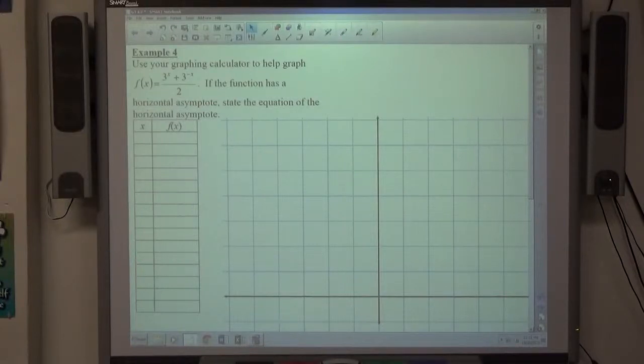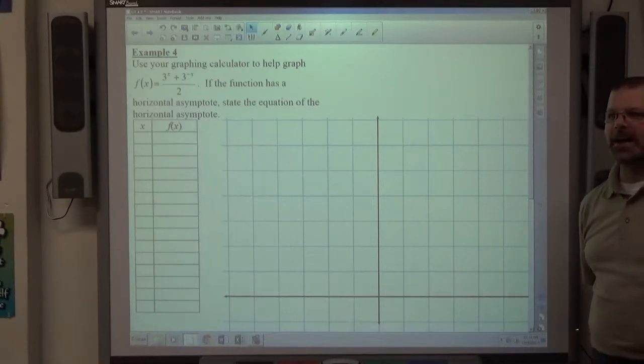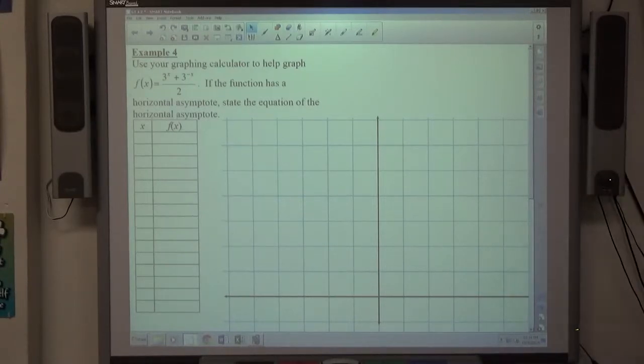Okay, example 4, use your graphing calculator to help graph f of x equals 3 to the x plus 3 to the negative x over 2. If the function has a horizontal asymptote, state the equation of the horizontal asymptote. This is what I would call a not basic exponential function. It's very non-basic.